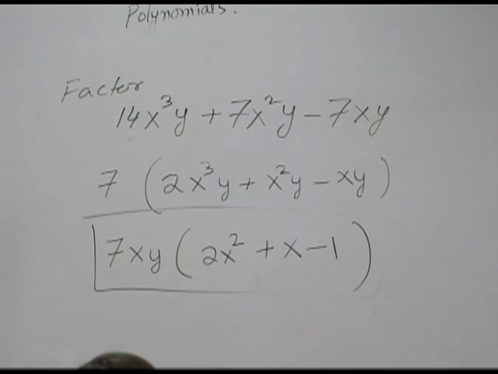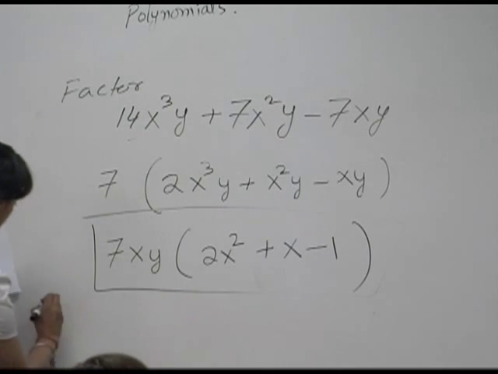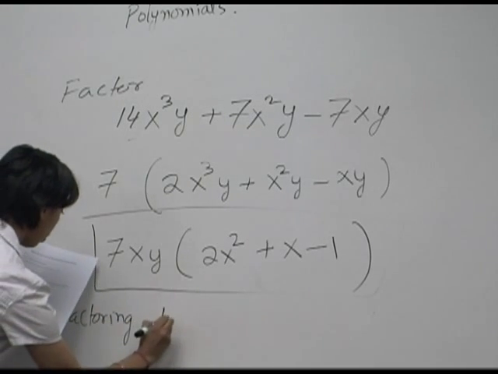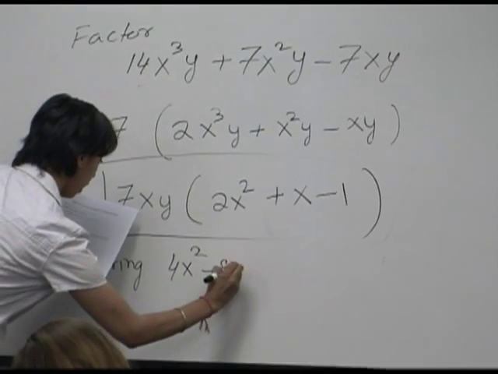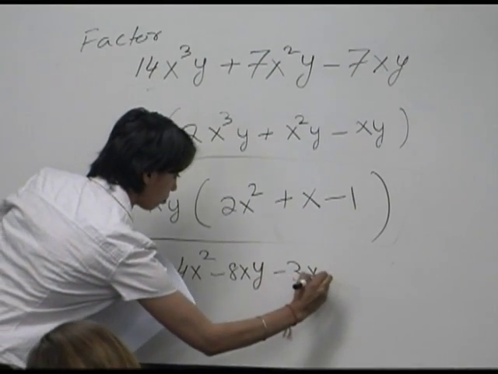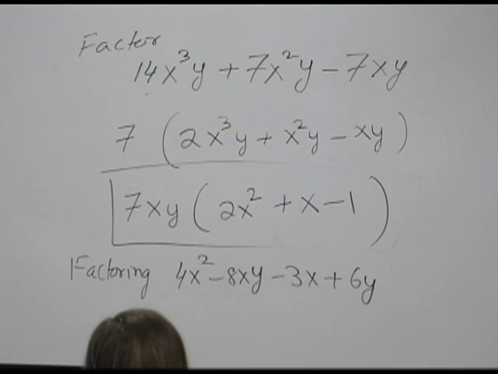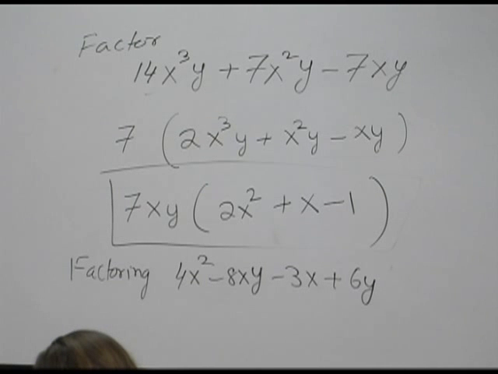All right. Next, another example for factoring is 4x squared minus 8xy minus 3x plus 6y. Factor this out.